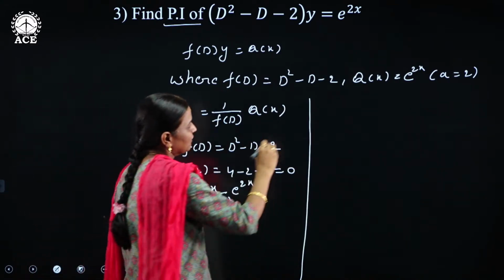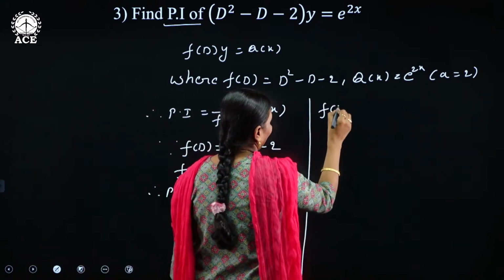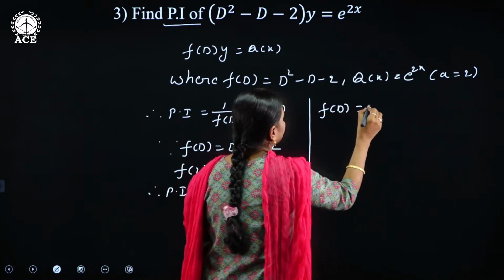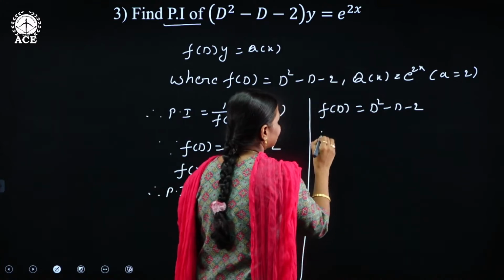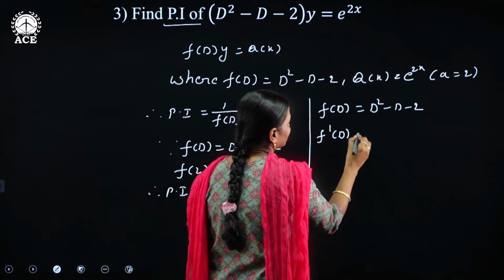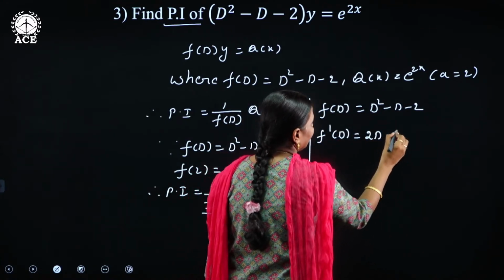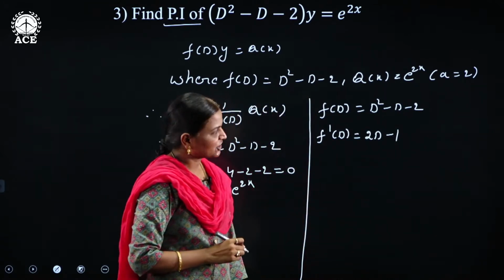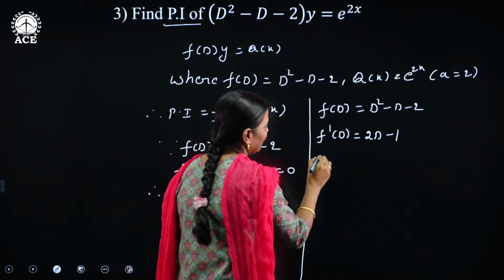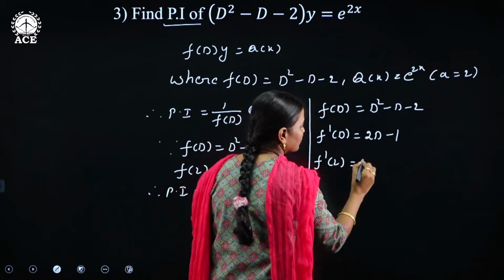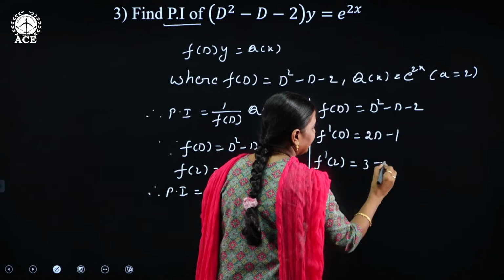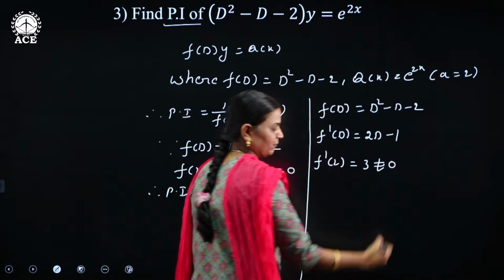Check it. What is f of D? f of D is equal to D square minus D minus 2. And what is f dash of D? f dash of D is equal to 2D minus 1. And what is f dash of 2? f dash of 2 is equal to 2 times 2, which is 4, minus 1. That is 3, which is not equal to 0.